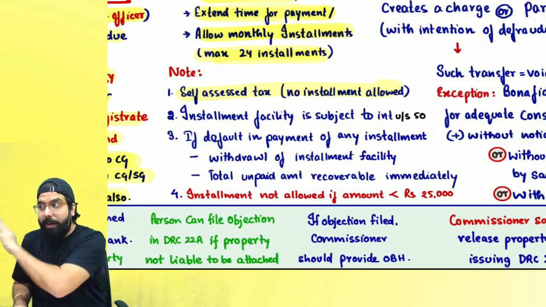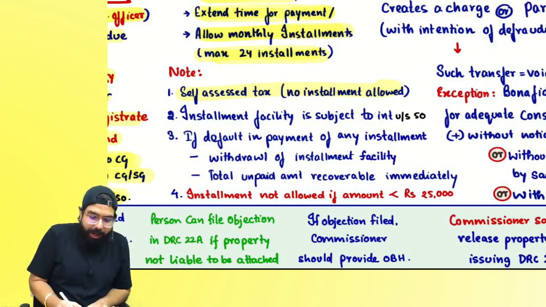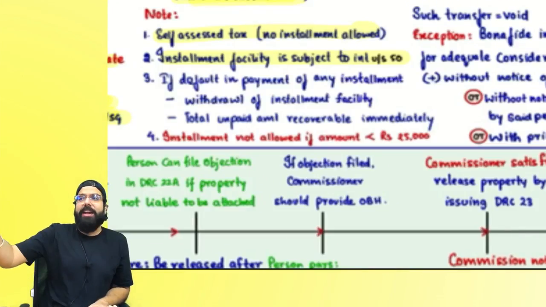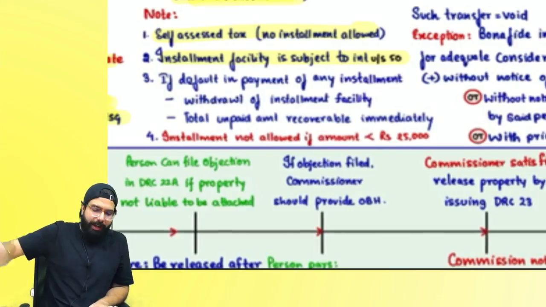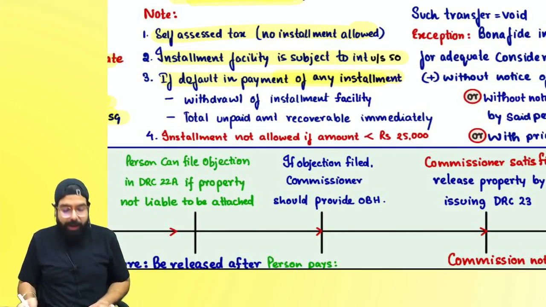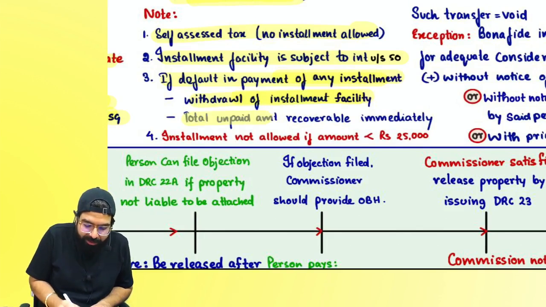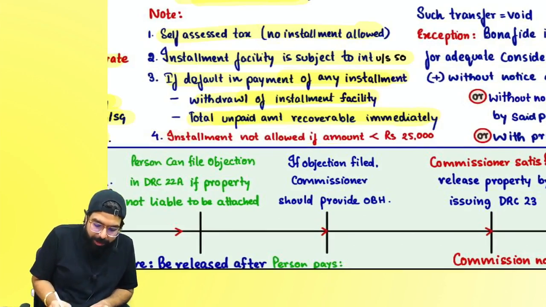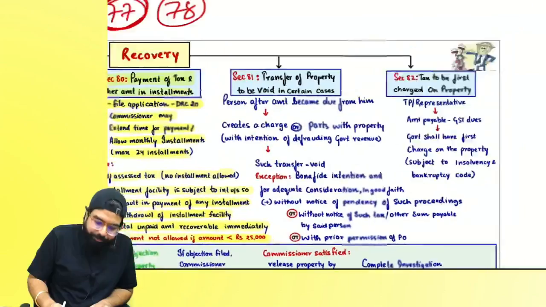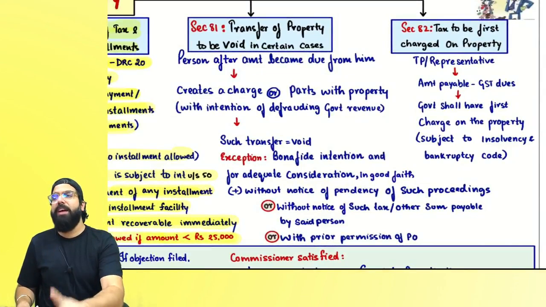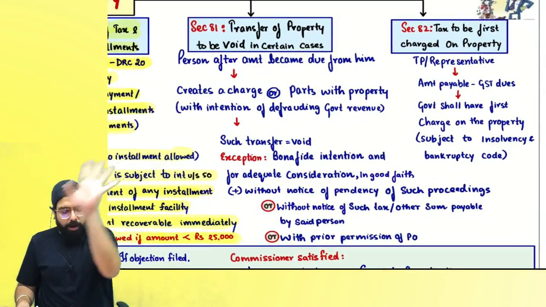For that, installments and all will not be allowed, and the installment facility is always subject to interest under section number 50, which is 18% interest, which will also be taken. Always remember, if you default in the installments also, then, sir, the installment facility is withdrawn and the total amount becomes recoverable immediately. Installment is not allowed if the amount is less than 25,000. Remember always: no installment for self-assessed tax, and no installment if the amount is less than 25,000.